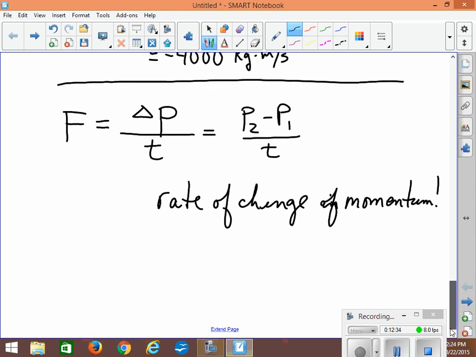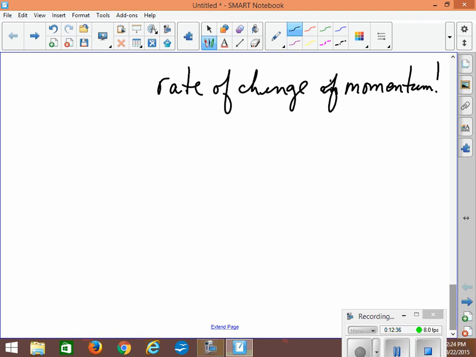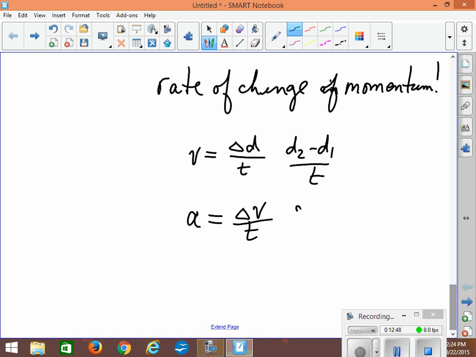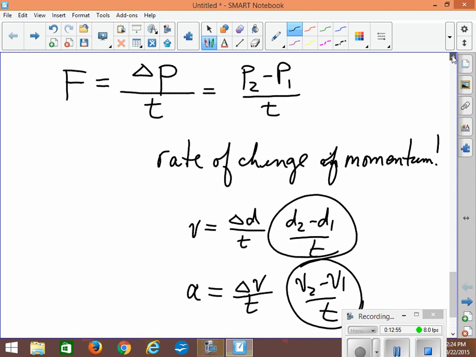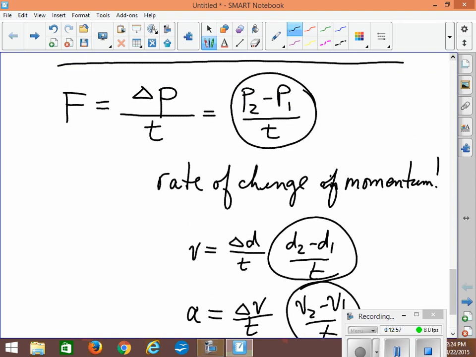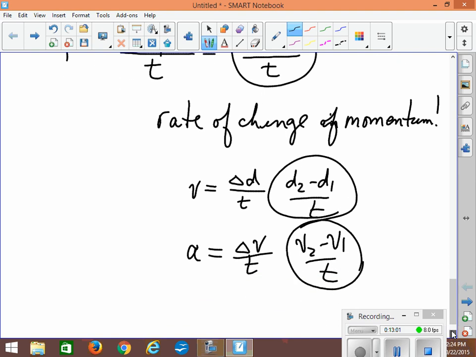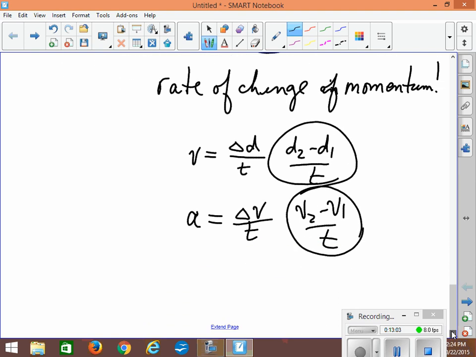We've already learned about some other rates of change. If you recall, we learned that velocity is the rate of change of displacement. It's d2 minus d1 over t. And we learned that acceleration is the rate of change of velocity, v2 minus v1 over t. Notice how these equations look very similar to what we have up here for force. So we have now expressed force as a rate of change in momentum.